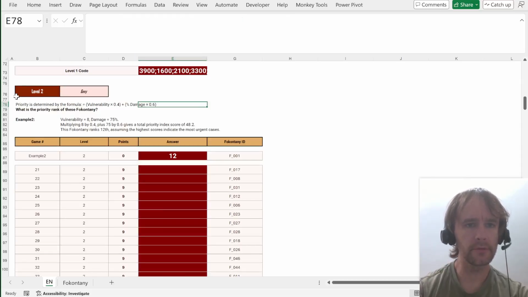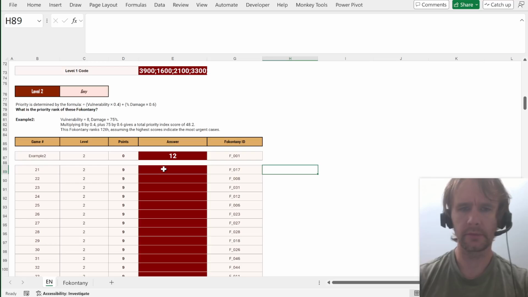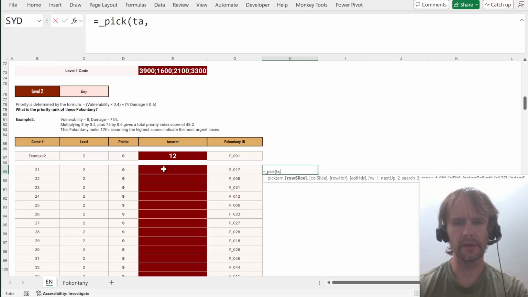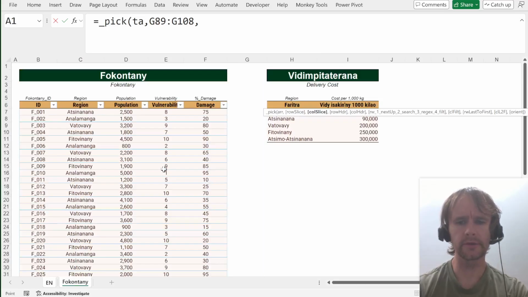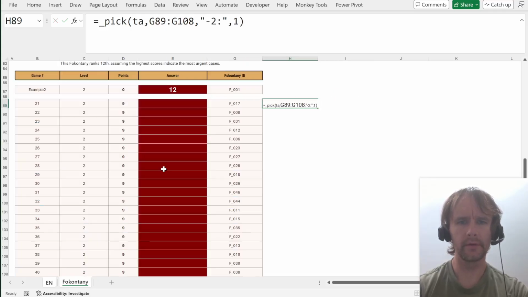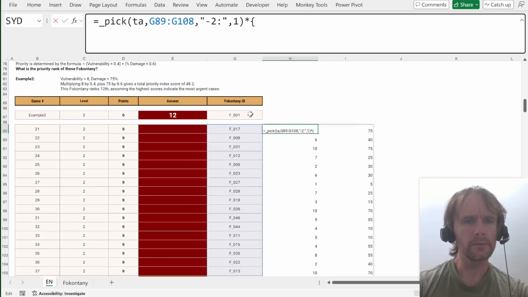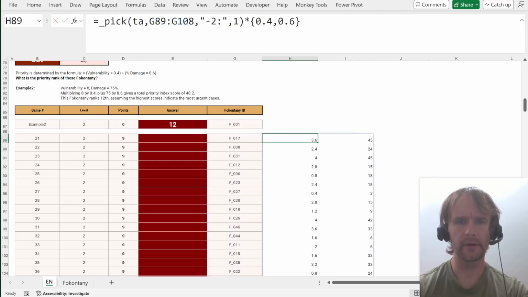Priority is determined by the formula vulnerability times 0.4 plus % damage times 0.6. Okay. So pick. Actually, let's come over here. Pick TA, all of these. My column slices go in numbers as vulnerability and damage are the last 2. So we'll do -2 colon. And that's coming from 1. Good. And then I want to multiply this by what? By 0.4, 0.6. And then I want to BYROW SUM.